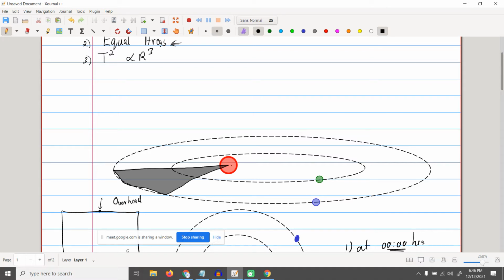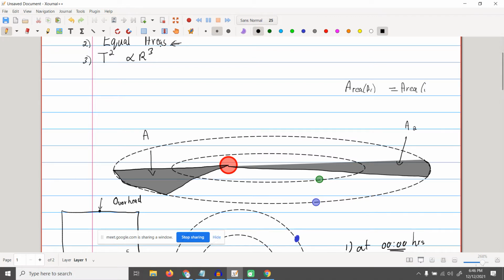What you will notice is at any other point in time, when the planet is over here, the planet is traveling much more slowly. So in 1 month, it is not going to trace out a large area. That's the only area it will trace out. But it turns out if you do the calculation, this area over here, A1, and this area over here, A2, area A1 will be equal to area A2. And it doesn't have to be these two.